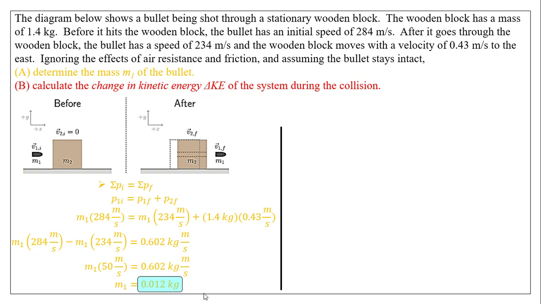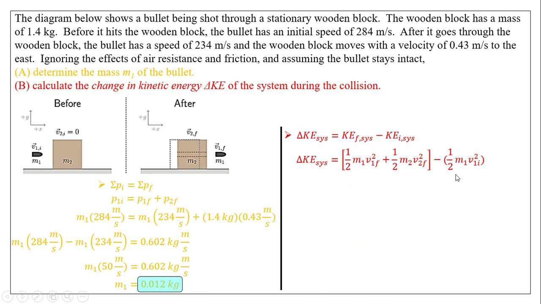And then let's do part B. Part B asks us to calculate the change in kinetic energy of the system during the collision. In order to find the change in kinetic energy, I just have to do KEF minus KEI of the whole system. Initially, there's only one mass moving, the bullet, so KI is only one term. However, KF has two terms, because after the collision the block and the bullet move off at different rates. So I'm going to say 1/2 M1 V1F squared plus 1/2 M2 V2F squared, and then subtract that from the initial KE of the system, which is only contributed by the bullet. Here I'm just going to plug in values.